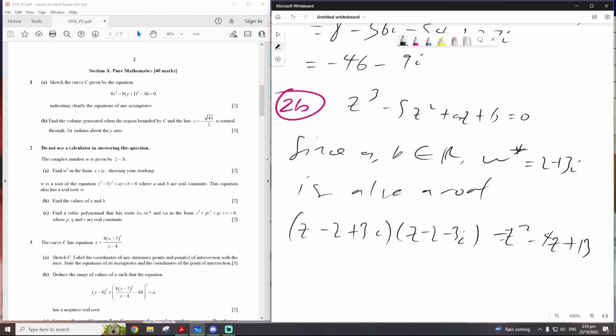Okay, so therefore we can write z cubed minus 5z squared plus az plus b equals z squared minus 4z plus 13 times a linear factor. You will notice that the coefficient of z in the linear factor must be 1, and for the constant term we need plus b over 13.